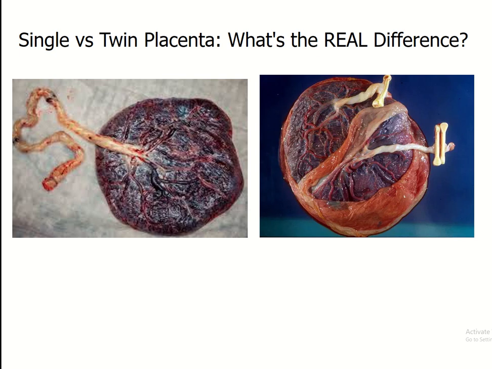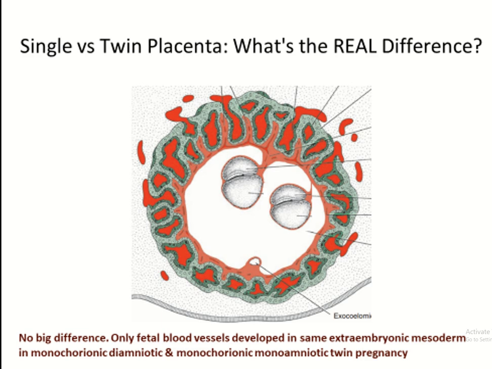What is the difference between singleton placenta and twin placenta? There is no big difference. Only the fetal blood vessels of two fetuses are developed from a single layer of extraembryonic mesoderm. This is the extraembryonic mesoderm, and here you see the fetal blood vessels start to grow, and both fetal blood vessels are developed from this single layer.